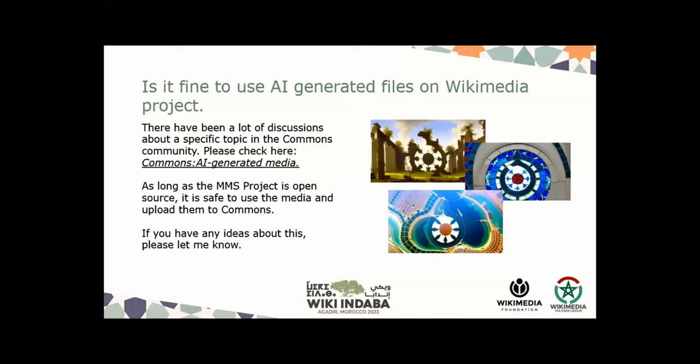Most of you will probably ask me about this: is it fine to use artificial intelligence generated files on Wikimedia projects? This is a problem that we have now in the community, because artificial intelligence is starting to take place, and there are lots of policies about it. So maybe you can check the Commons AI generated media page. There is a lot of discussion about this.